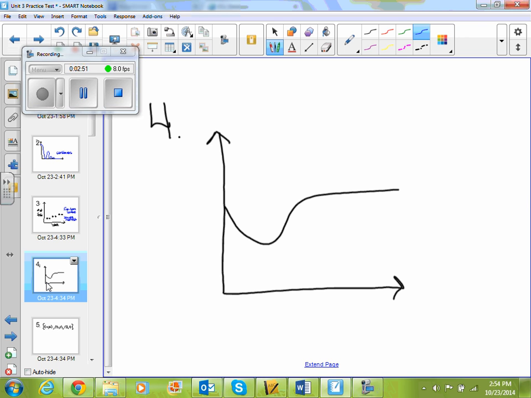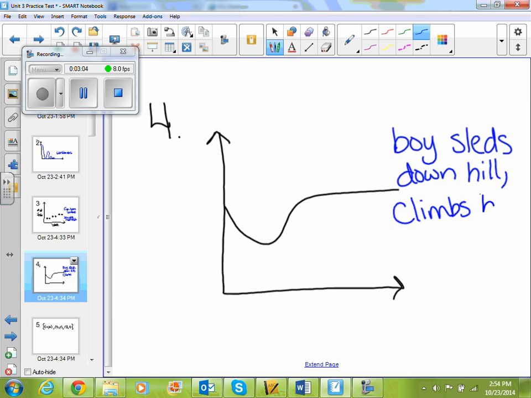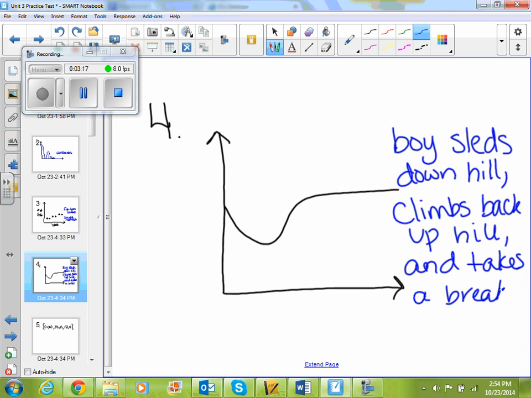Perfect. Okay, so a boy sleds downhill, climbs back uphill, and takes a break. Anything that has to do with the height changing, so we could talk about maybe like an airplane was flying and then did a nosedive and then recovered or something like that. Okay. You could say that. Anything that has to do with height over time. Or a submarine went way deeper into the ocean and then came back to the surface.